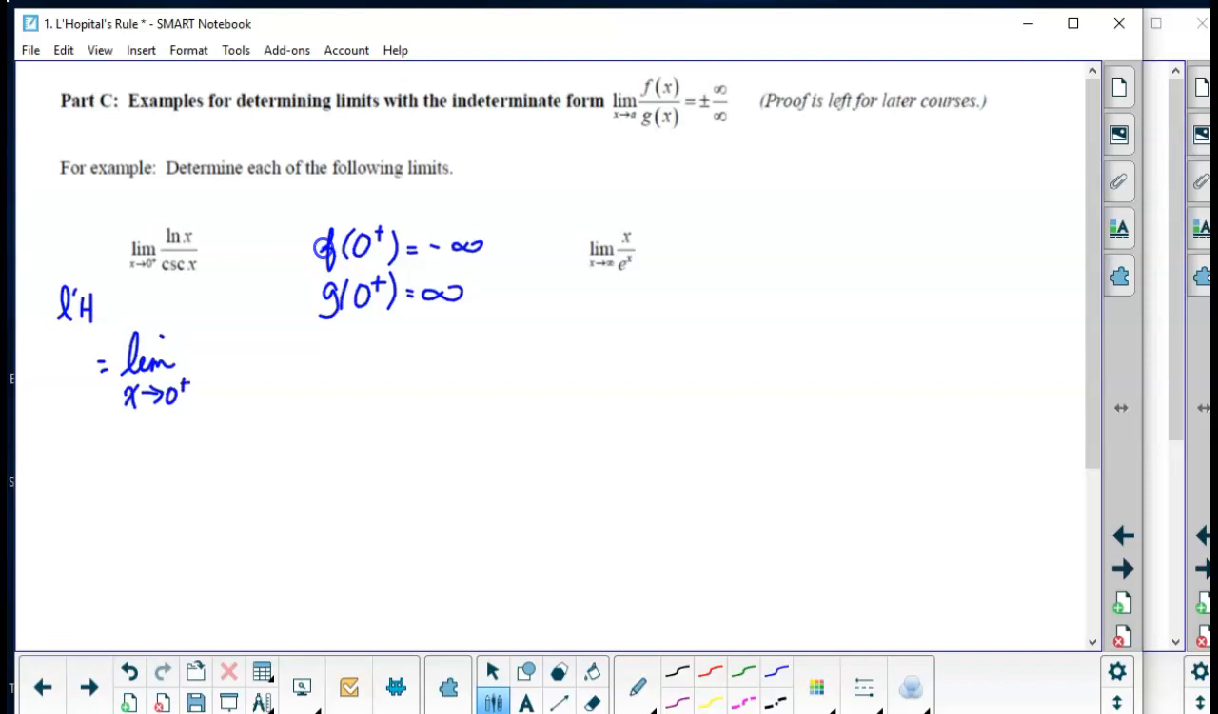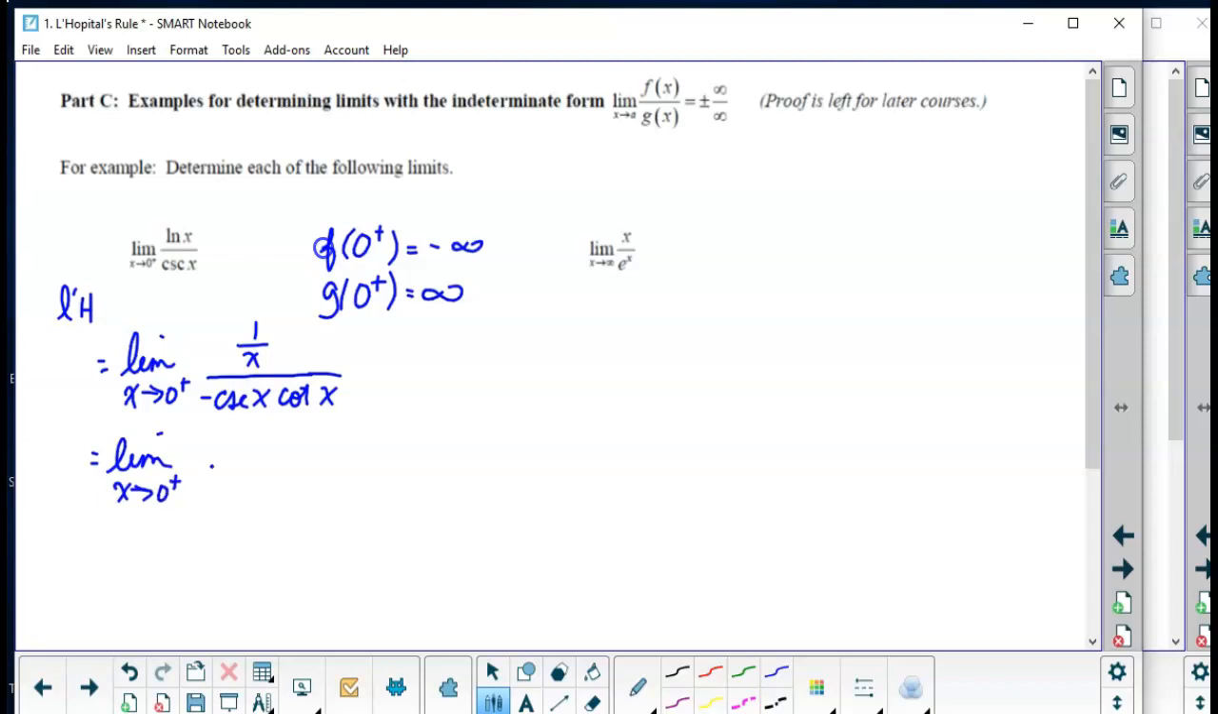So derivative of ln x is 1 over x. Derivative of cosecant x is negative cosecant x cotan x. Okay. And then you can show that. Let's think about, those are reciprocal trig functions in the denominator. So let's simplify this a little bit.